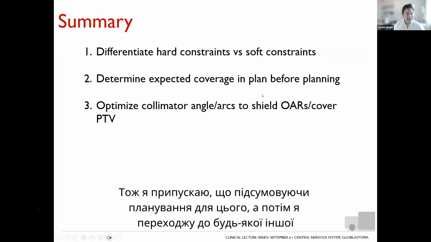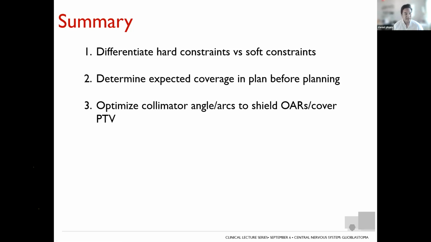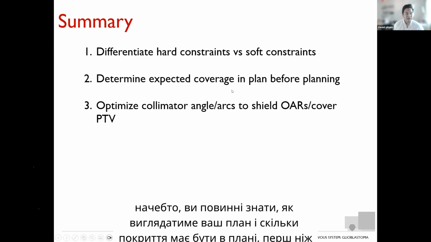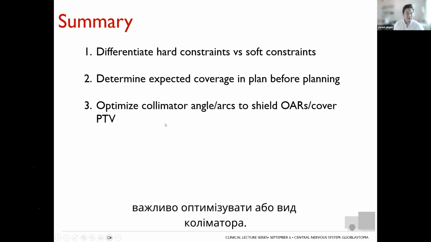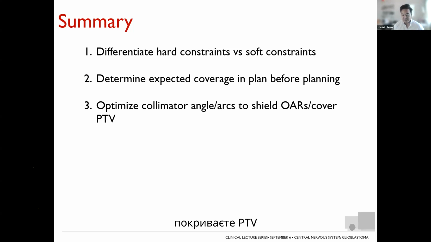So I guess in summary, with planning for this, and for any other clinical sites, I think it's important to differentiate between hard constraints and soft constraints so that you know what to expect when optimizing the plan. You should be able to know what your plan is going to look like and how much coverage should be in the plan before you begin the planning. And to get to this plan, it's important to optimize collimator angles and the number of arcs to ensure that you're properly shielding organs at risk and covering the PTV.